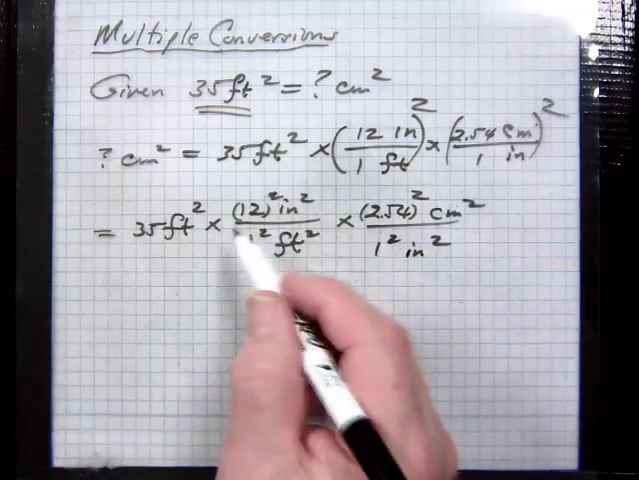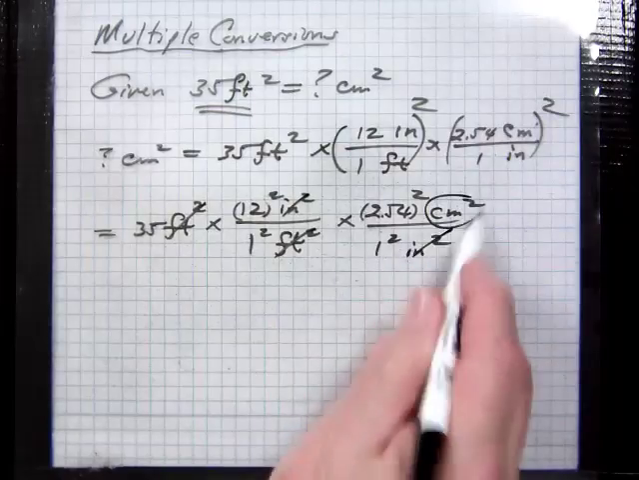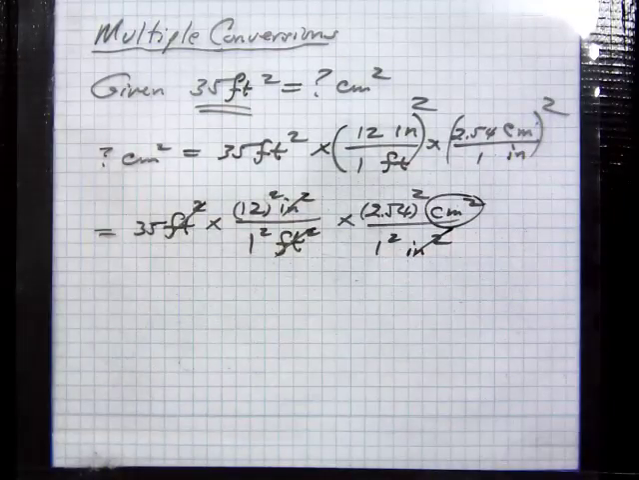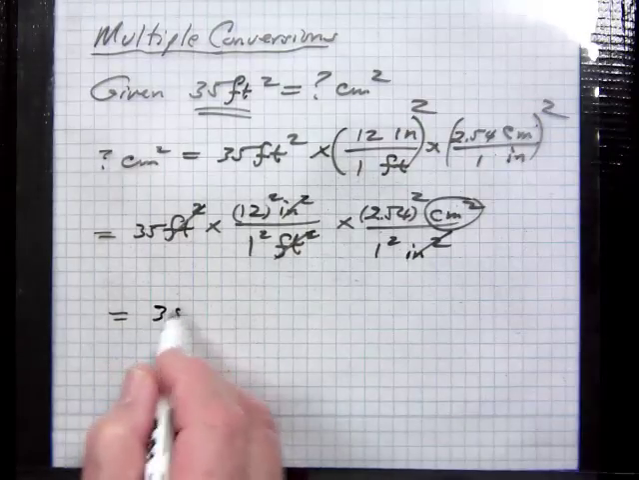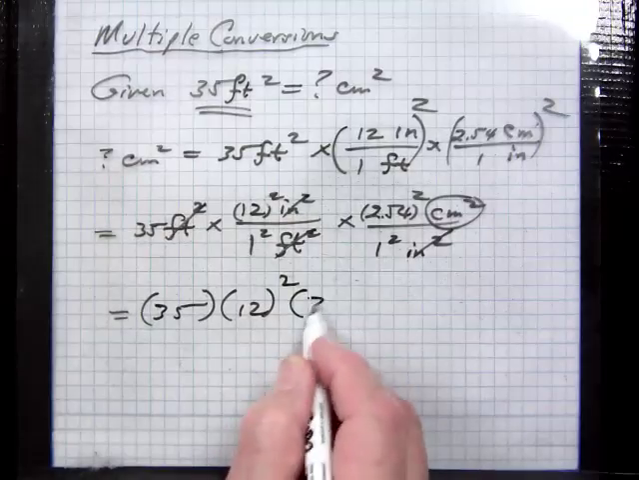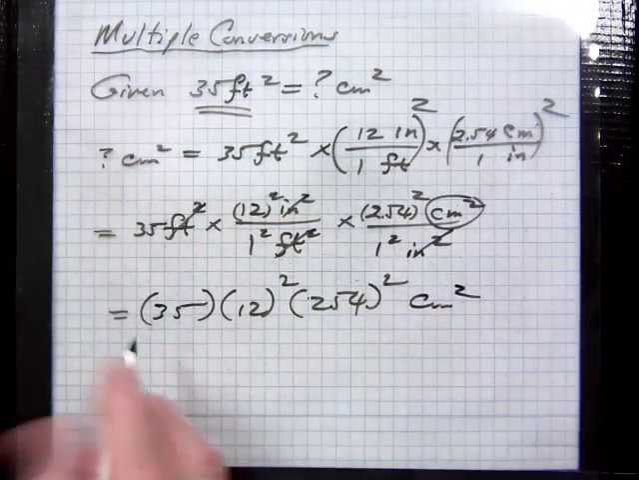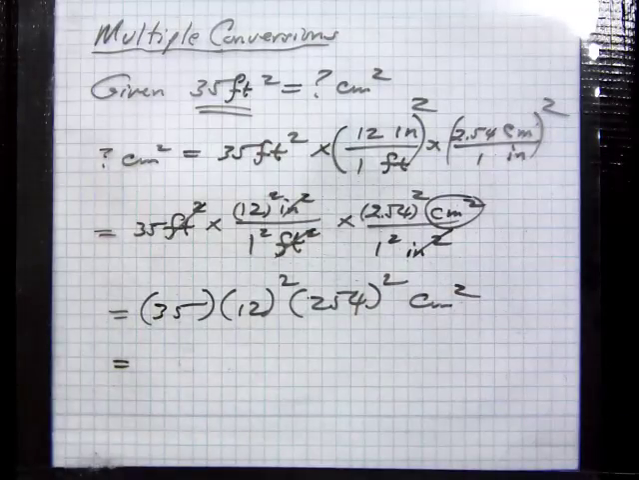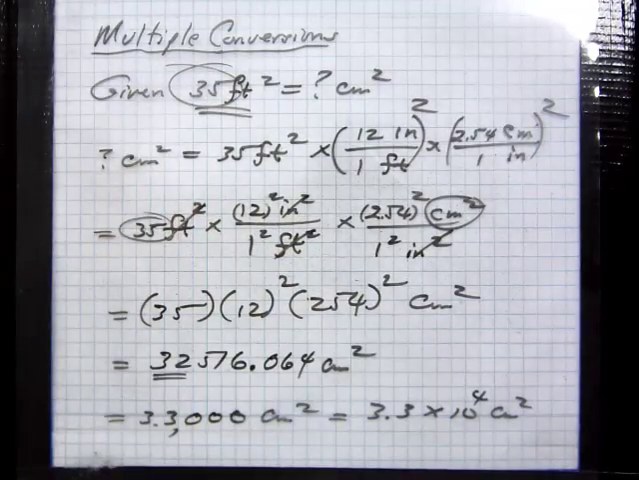And so that cancels nicely, that cancels nicely, and that leaves us with the dimension we need. And so it would be 35 times 12 squared times 2.54 squared, and comes out in centimeters squared. Punch it in the calculator, and the answer is relative to 2 sig figs in this.